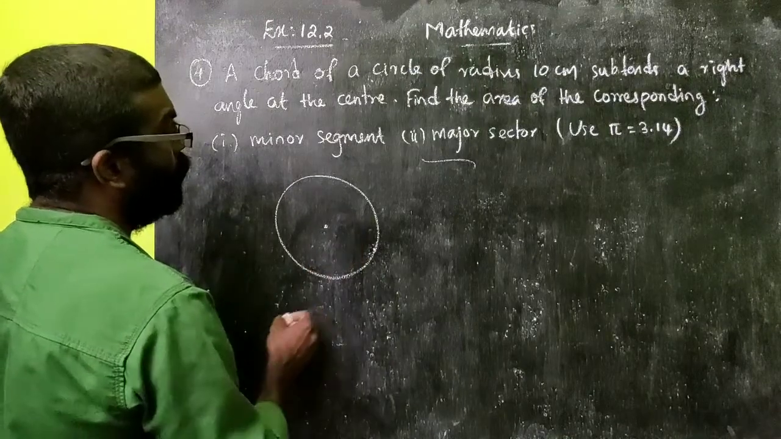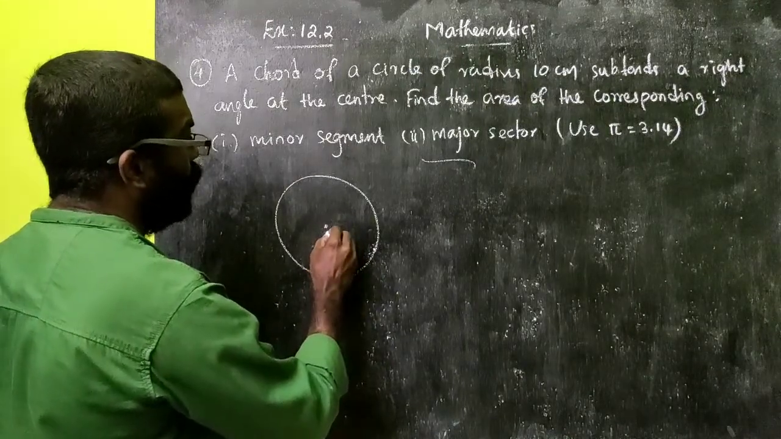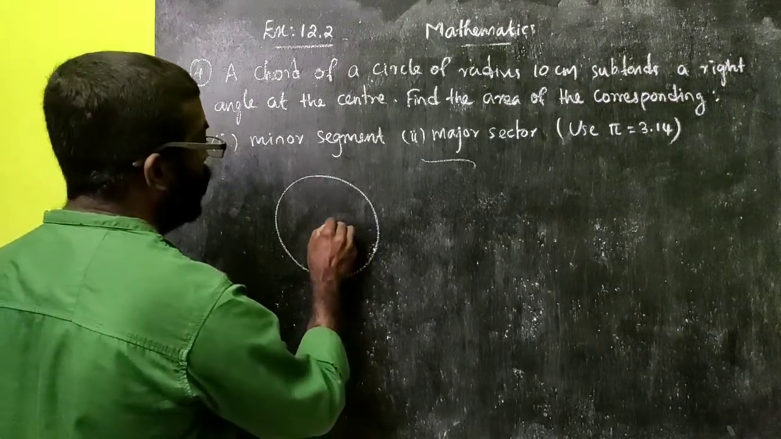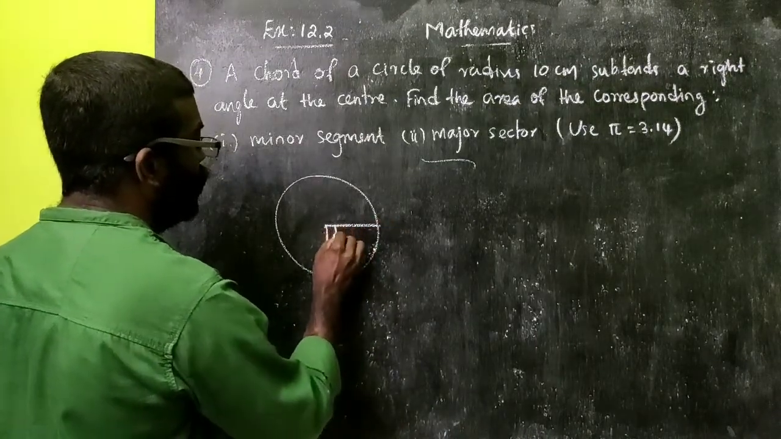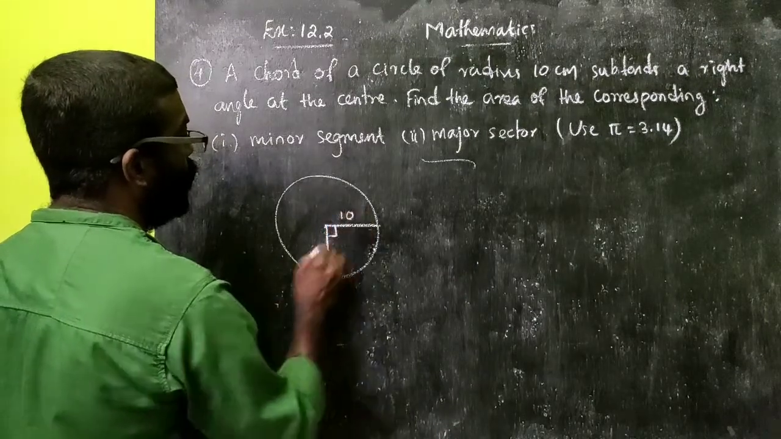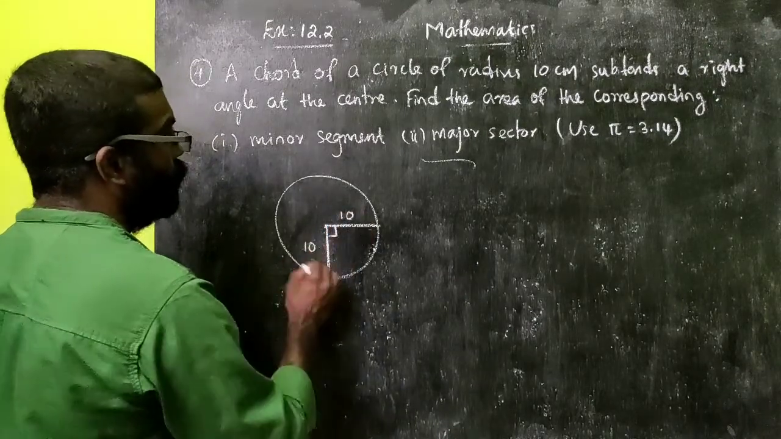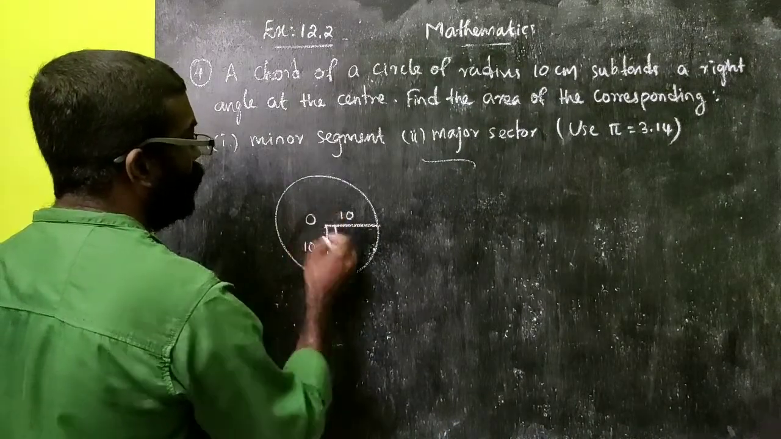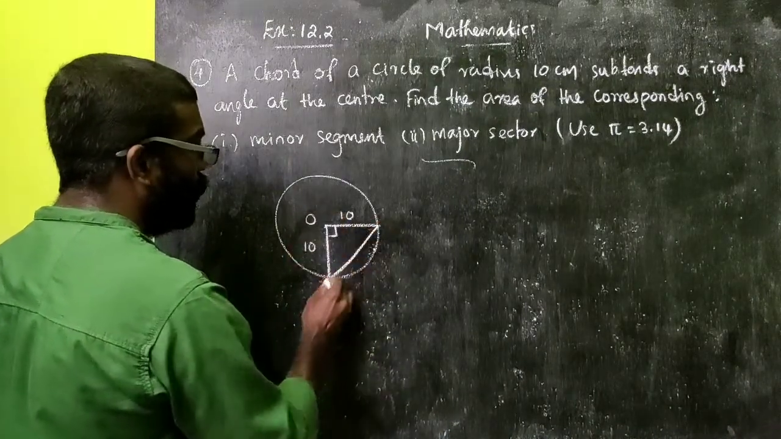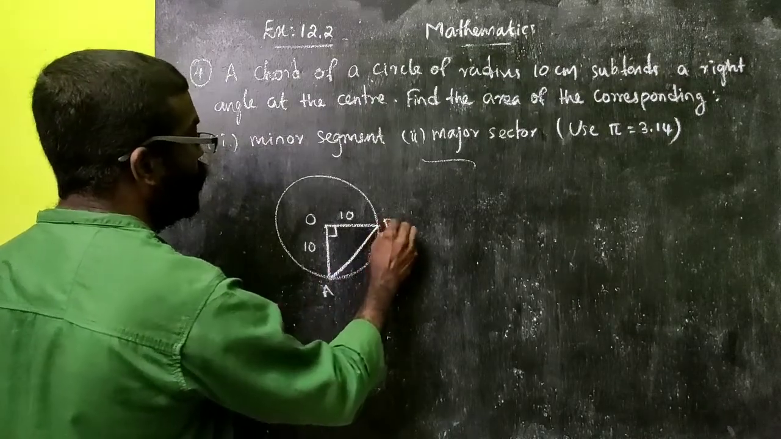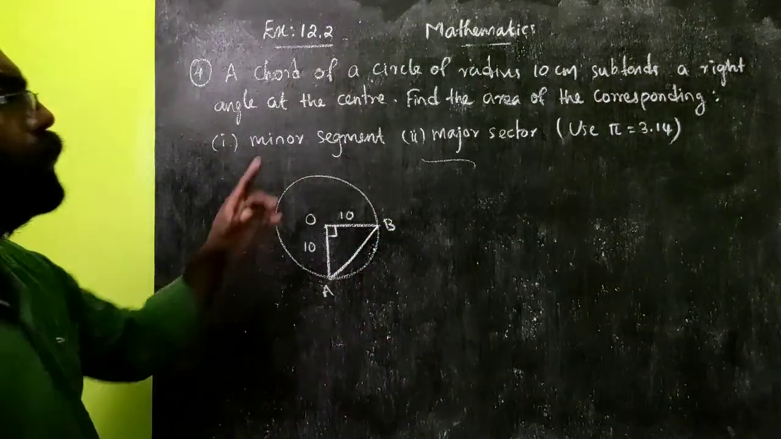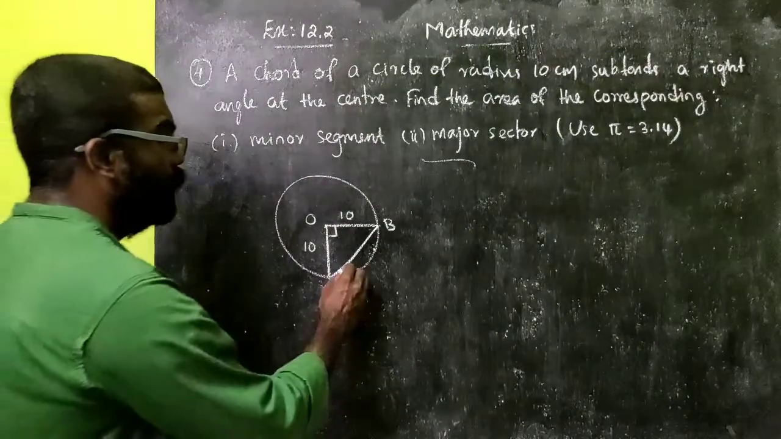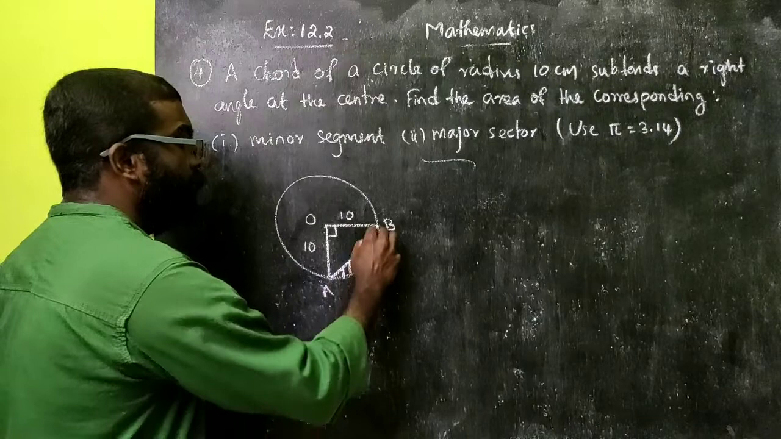Here a chord of a circle of radius 10 centimeter subtends a right angle at the center. Here 10 centimeter, this also 10 centimeter. You can mark the center as O and the chord as AB. Find the area of the corresponding minor segment, that is this one, minor segment.